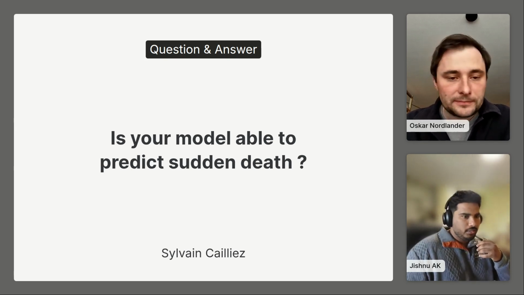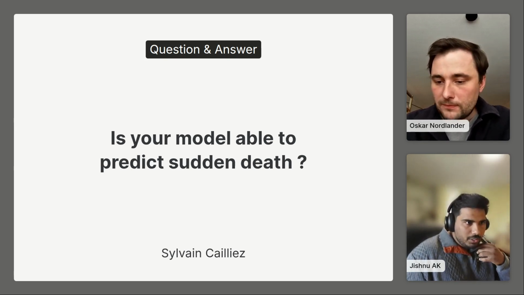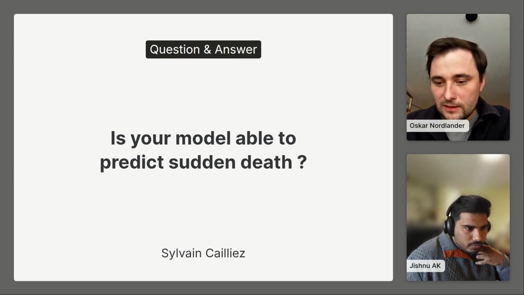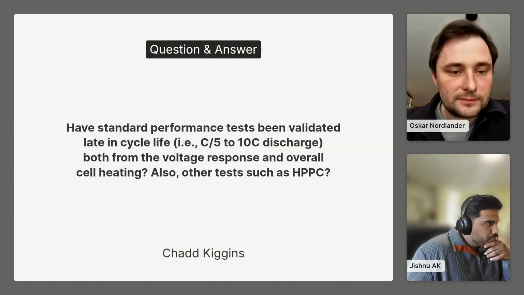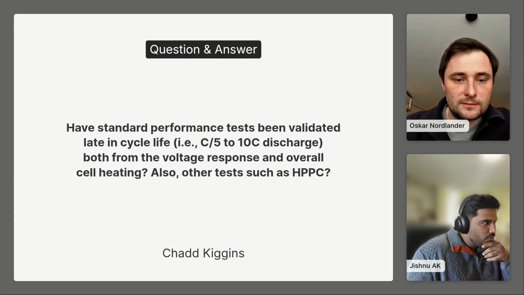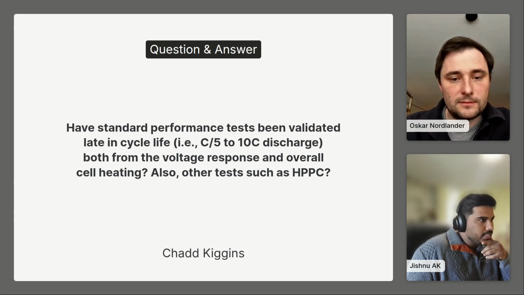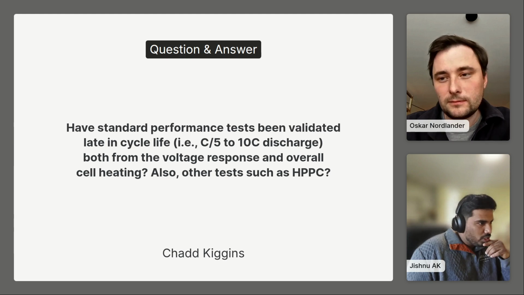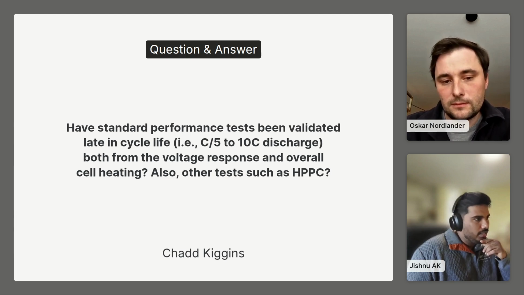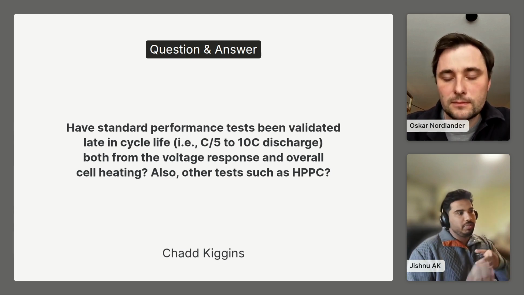Cool. I think that's all the questions. I think we have one from Chad that was just posted now, if you don't mind. Okay, yeah, absolutely. Have standard performance tests been validated late in cycle life? For example, C/5 to 10C discharge, both from voltage response and overall cell heating. Also, other tests such as HPPC.